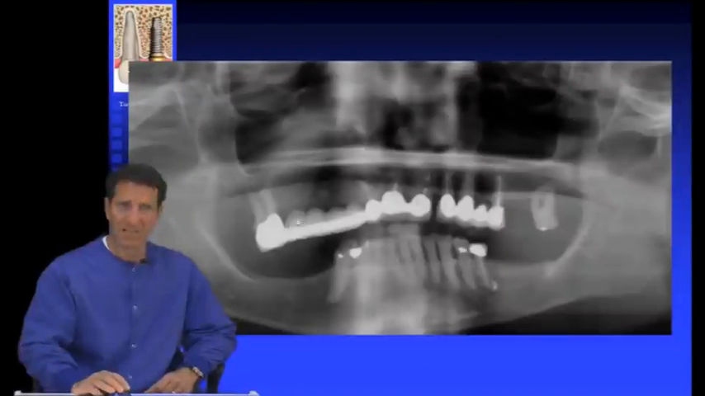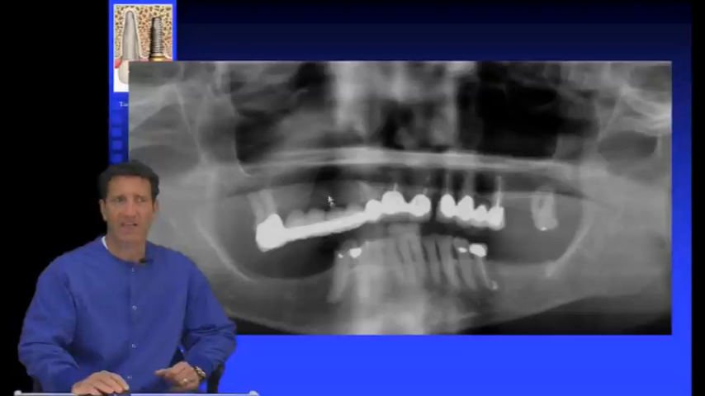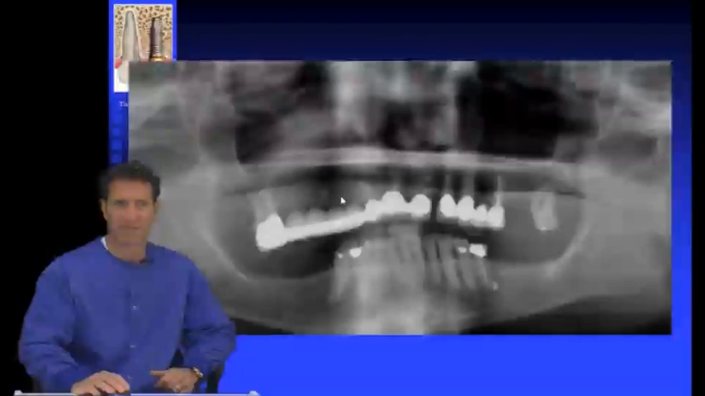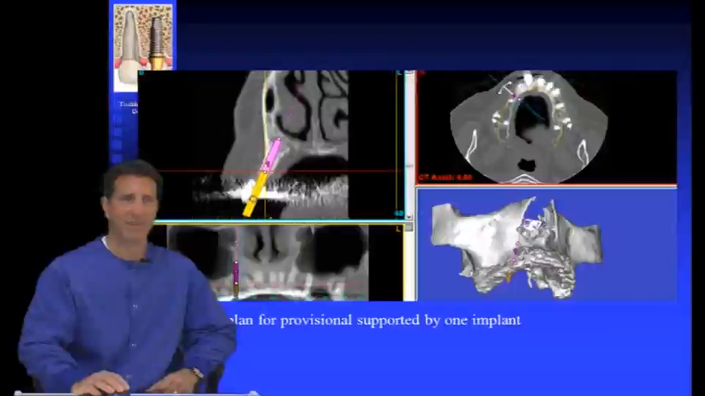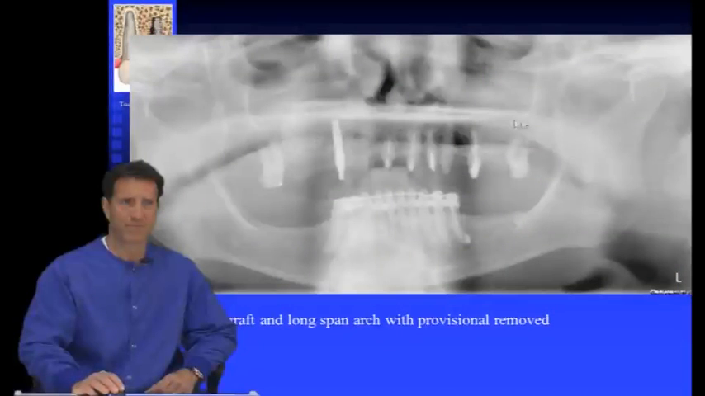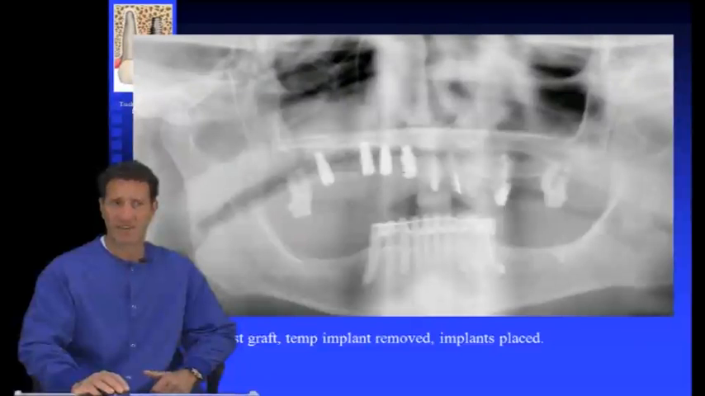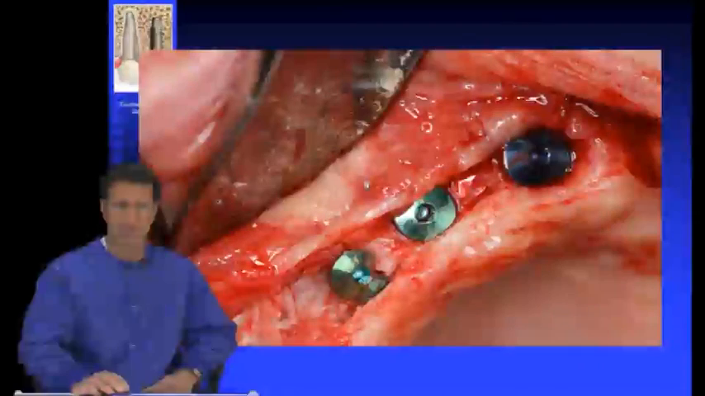One more case, another long span bridge that's failing. What a surprise, 5 pontics and the bridge is failing. The stress on this is immense. So I will once again create a lab process provisional, connecting all these teeth. I actually utilize 1 implant here to help support this long span area. And we ended up not using that implant on a permanent basis because it failed. But in the end, I got these other 4 implants in.